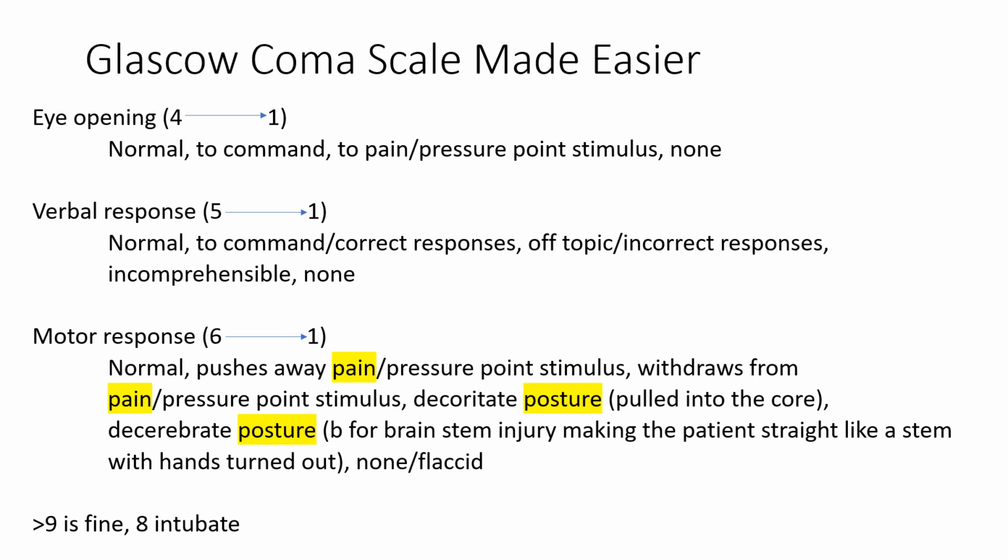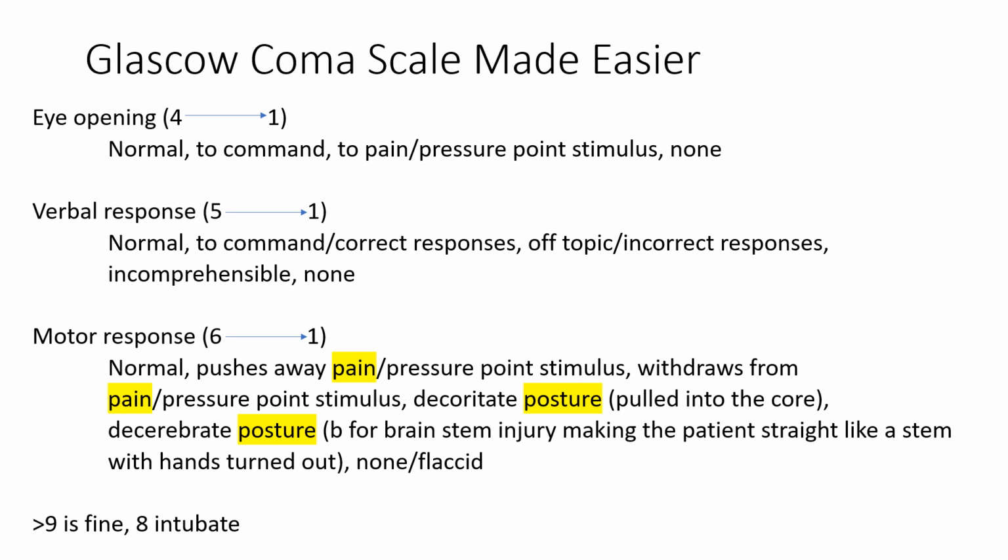So for eye opening, we only have 2 choices in the middle. If somebody is opening up their eyes to your command, that's a 3. And if somebody is only opening up their eyes when you give them a little pressure point stimulus, like the sternal rub or the trapezius squeeze, or you can even push on their mandibular pressure point, that would be a 2.